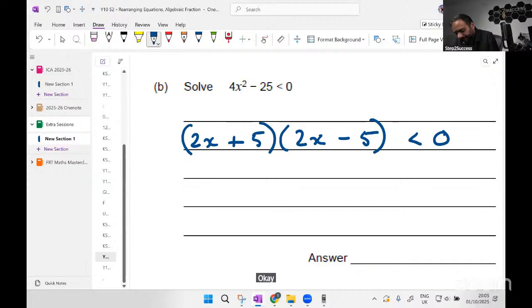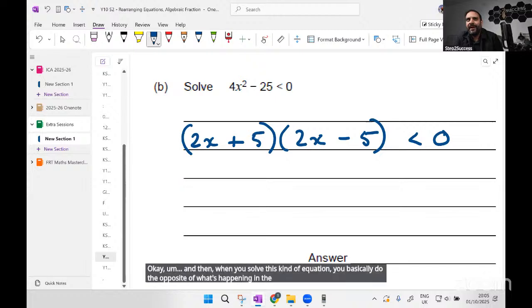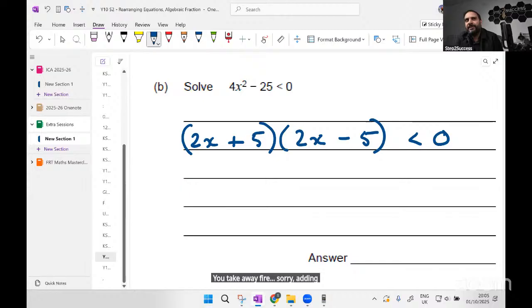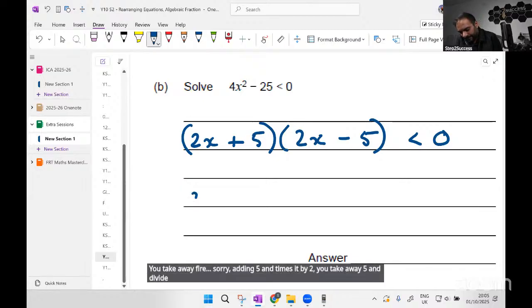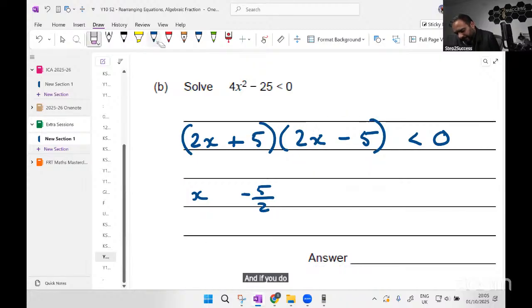Okay. And then when you solve this kind of equation, you basically do the opposite of what's happening in the bracket. So if you're adding 5 and timesing by 2, you take away 5 and divide by 2. So you get x being minus 5 over 2. And if you do the same with this bracket, you get x being positive 5 over 2.